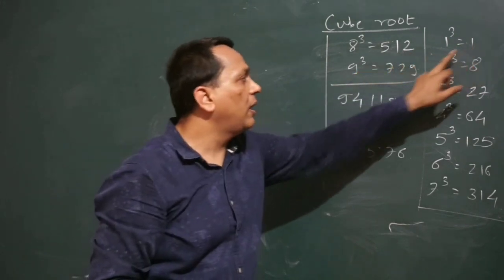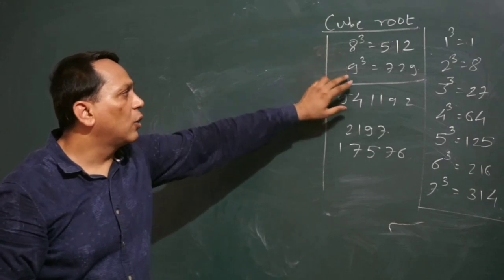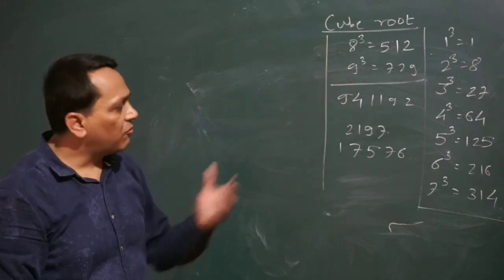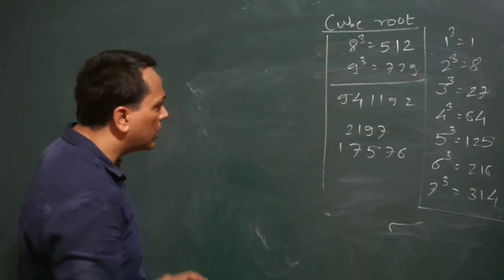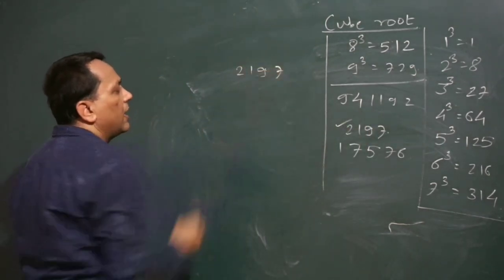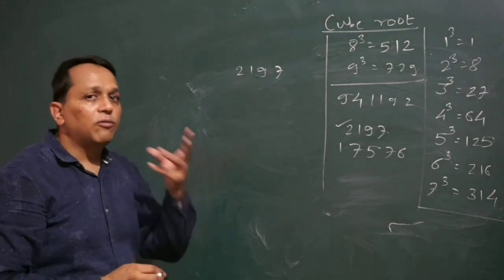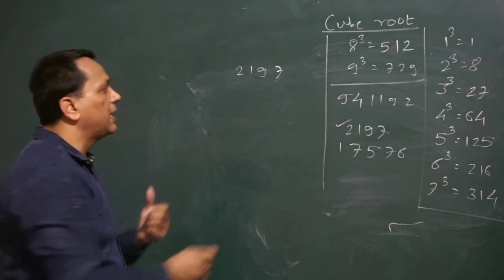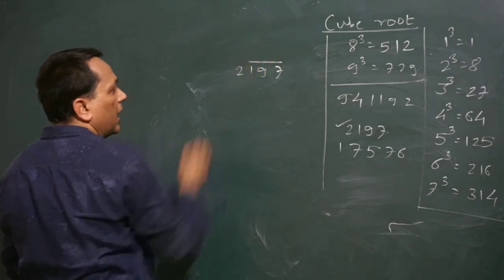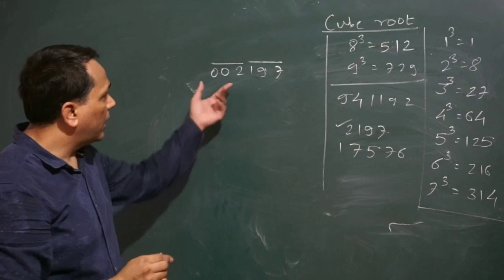1 cube is 1, 2 cube is 2 twos are 4, 2 fours are 8. And similarly I have written the cubes up to 9. Let's find out the cube roots of some numbers. First taking a short number, 2197. Here also the method is somewhat similar. Here we make the groups of 3 starting from the unit digit. So here is a group of 3 and we prefix 2 zeros here.